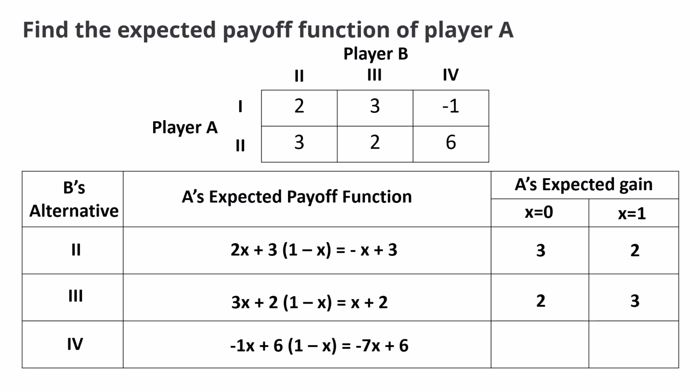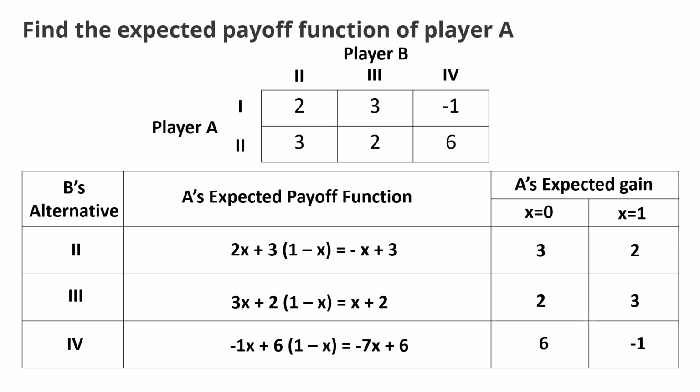And for the fourth strategy, the expected payoff function will be minus 1 into x plus 6 into 1 minus x, that is equal to minus 7x plus 6. So at x is equal to 0, this function value will become 6, and at x is equal to 1, the function value becomes minus 1. So this is how we will be getting A's expected gain.